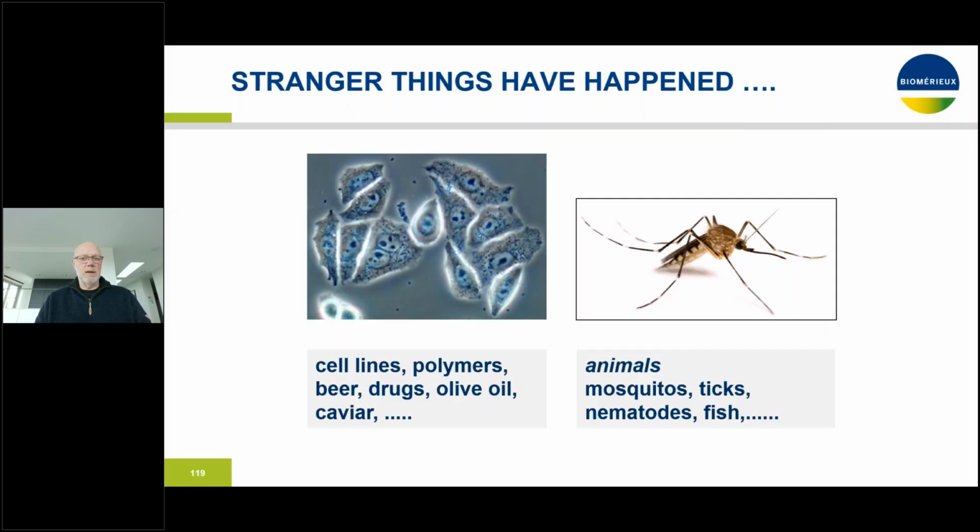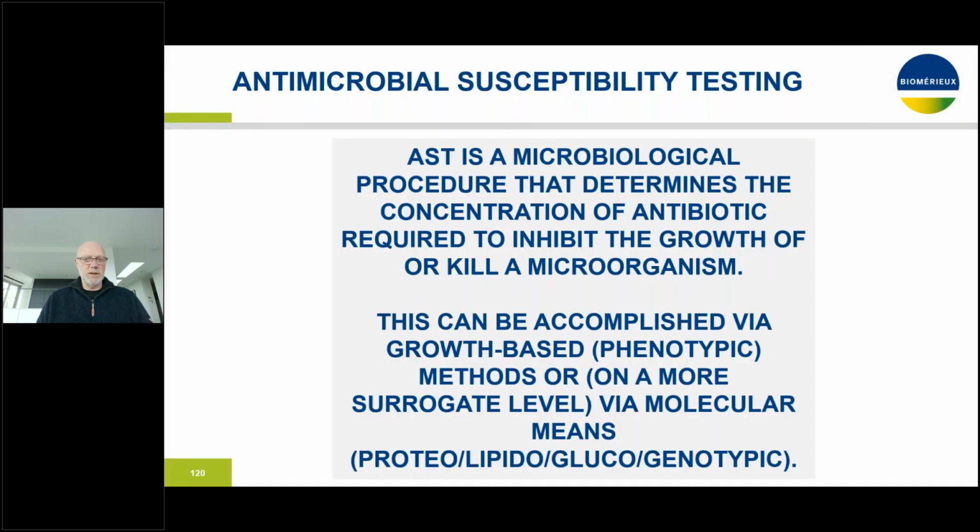So these are things that are important from a clinical perspective, but I'm sure you know that mass spectrometry can also be used for meat analysis, as Jörg told you before, but also polymers, beer, drugs, to look at the originality of olive oil or caviar, and also the identification of mosquito sticks, nematodes, fish can be done with mass spec. So there's a lot of things outside clinical microbiology that is moving.